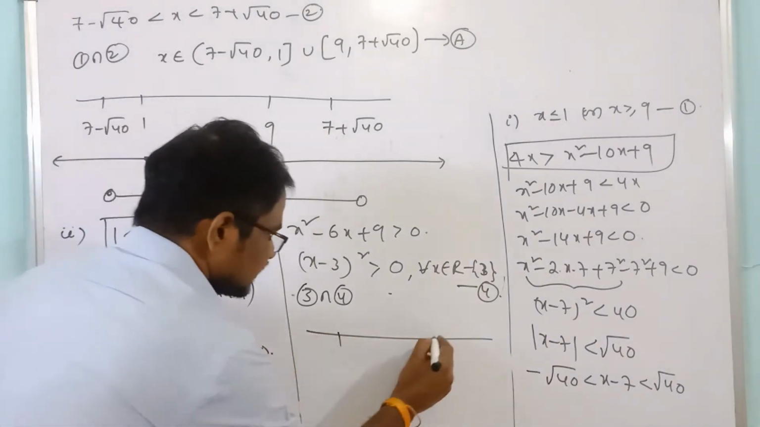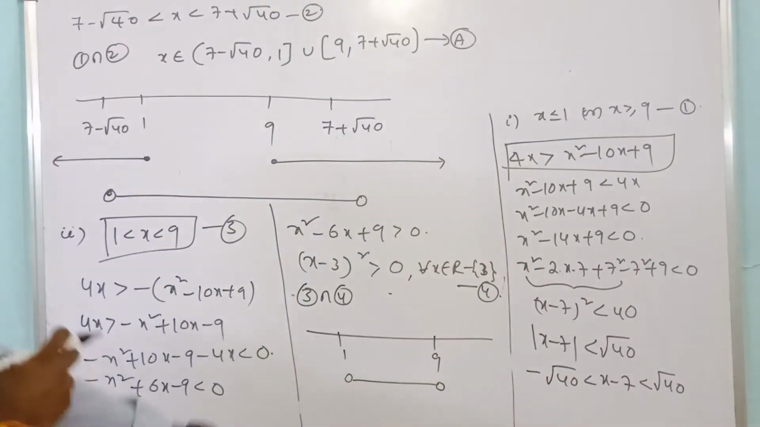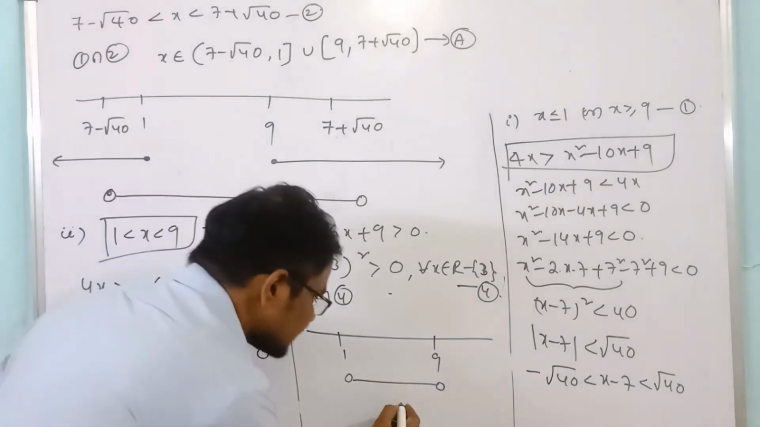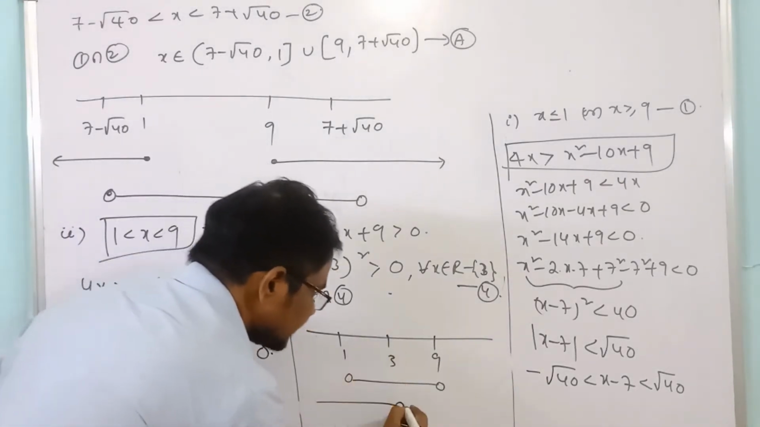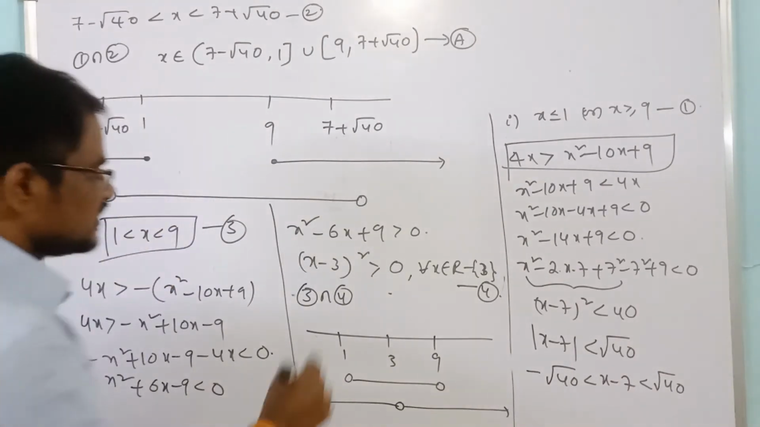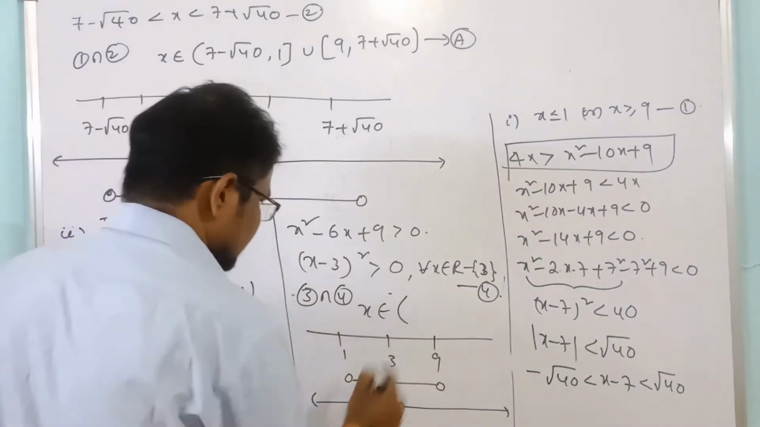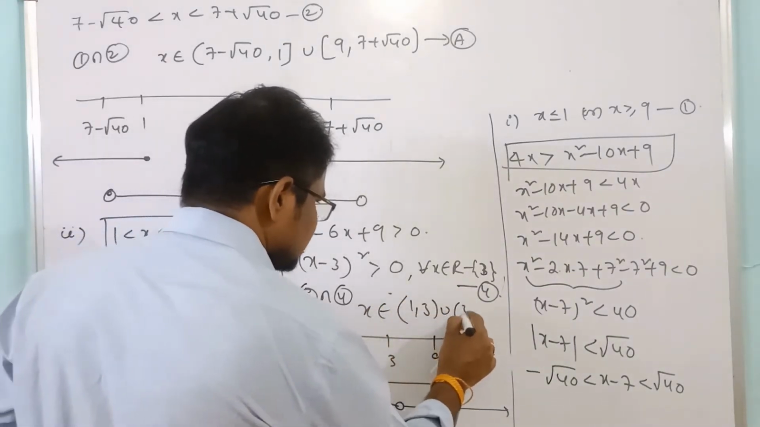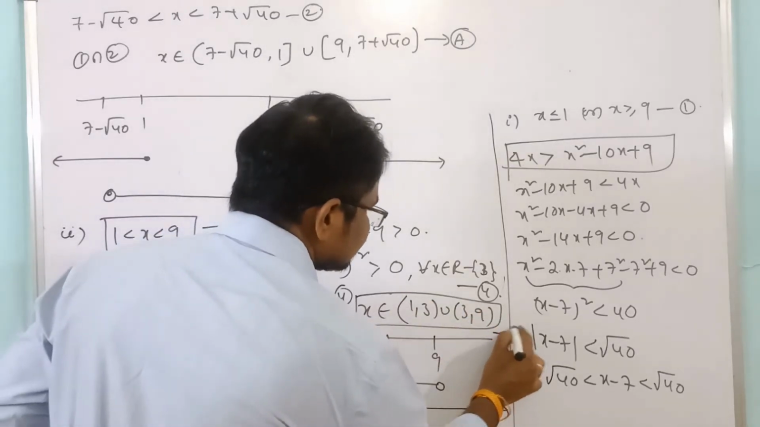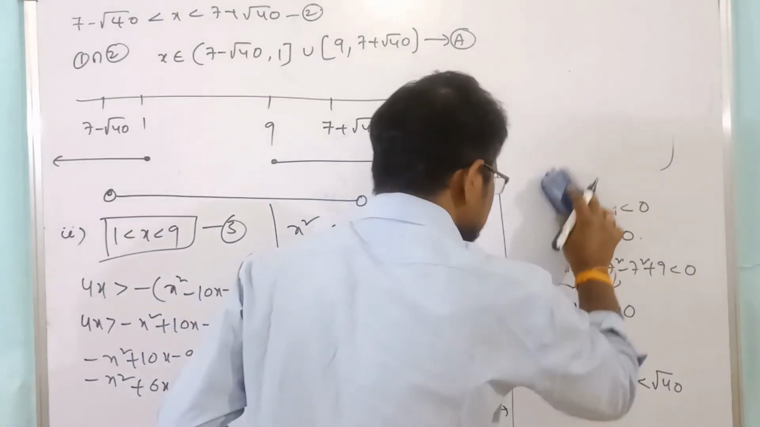So here 1, here 9, open interval 1 to 9, right? Next, all the real numbers except 3. Anywhere you take, except 3. All the real numbers except 3, means x belongs to open interval 1 to 3 union 3 to 9. So this is equation B, right?